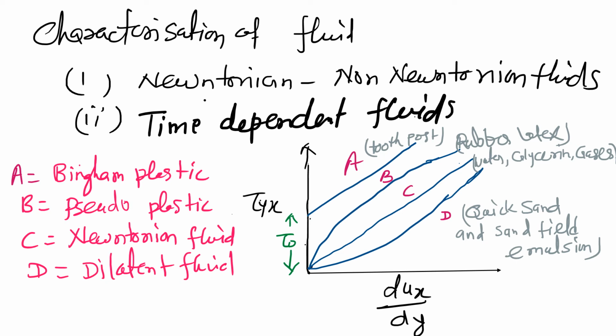Similarly, for dilatant fluids, when we apply a lower shear rate, its viscosity or its shear stress increases, and when we apply a higher shear rate, its viscosity or its shear stress is constant, and at higher shear stress it behaves like a Newtonian fluid.